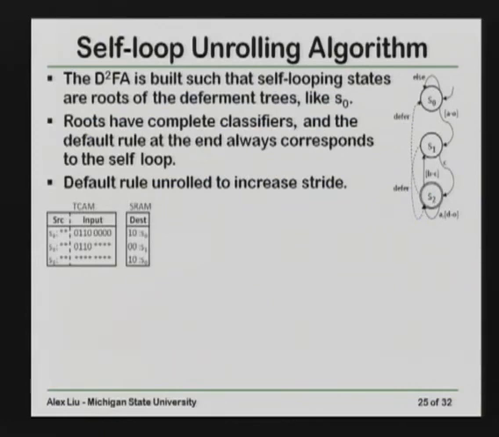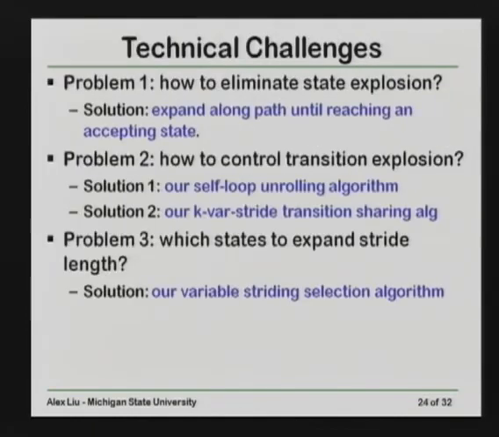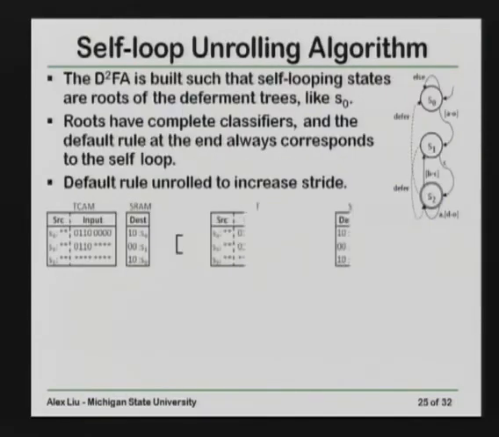So first, take a look at self-loop unrolling. Okay, so that's the basic idea of variable striding. I will ignore the details here.